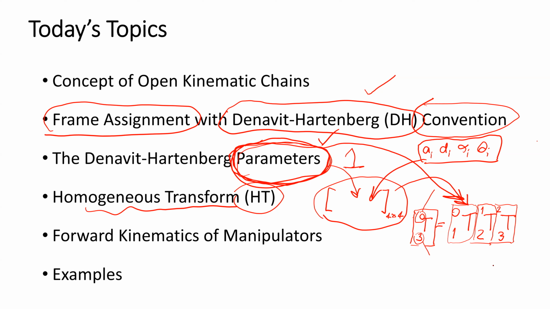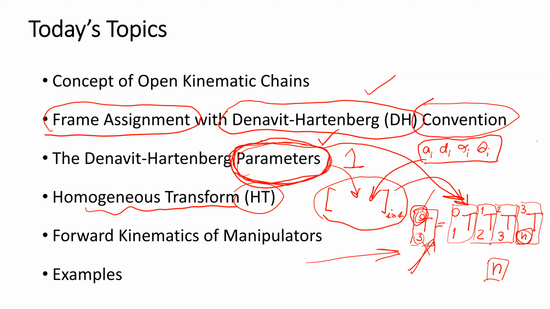If your robot has n links, you just multiply the n matrices of the homogeneous transform, and you can get the final relationship between the n-th link and the global frame. This method will help us to find the forward kinematics of the robot.